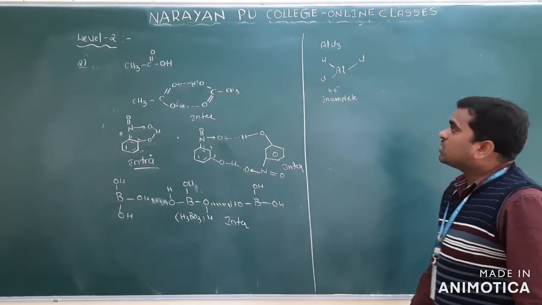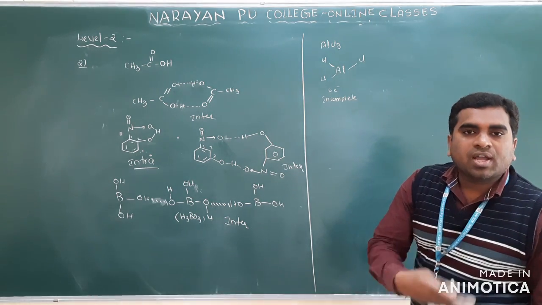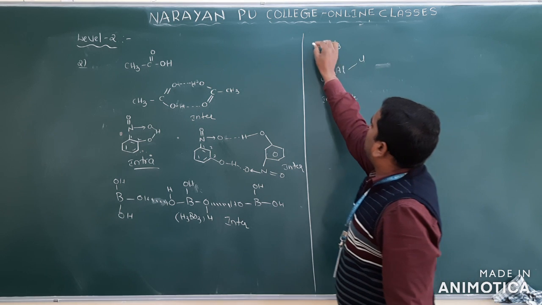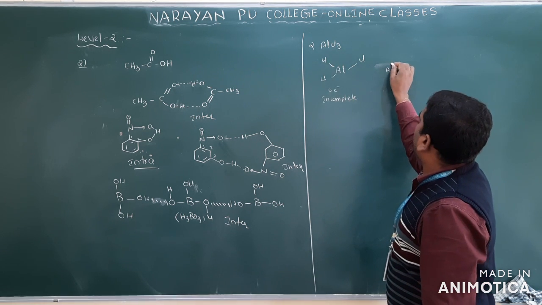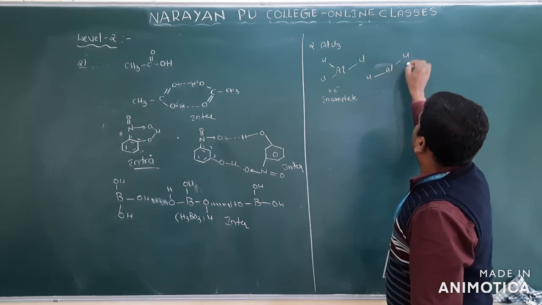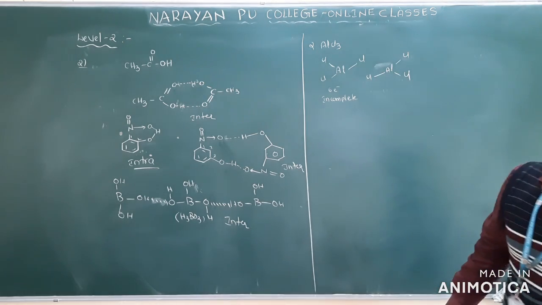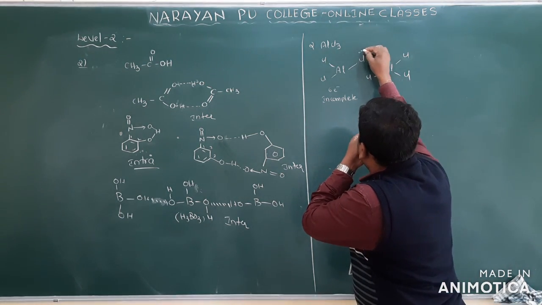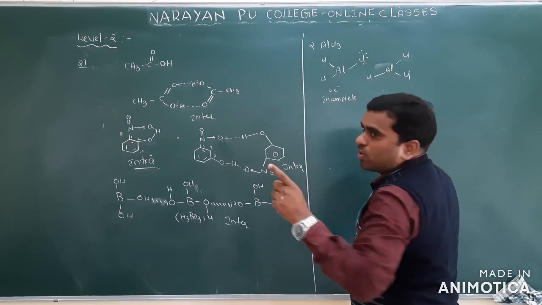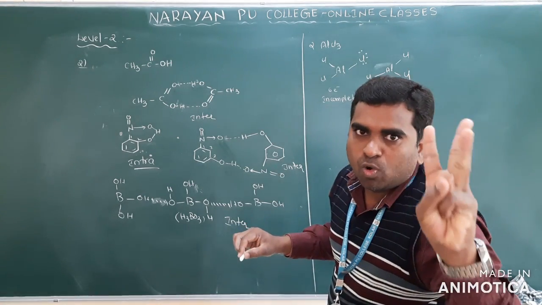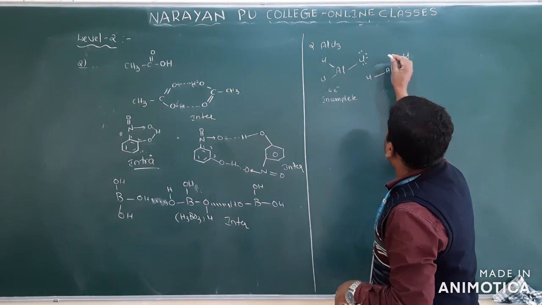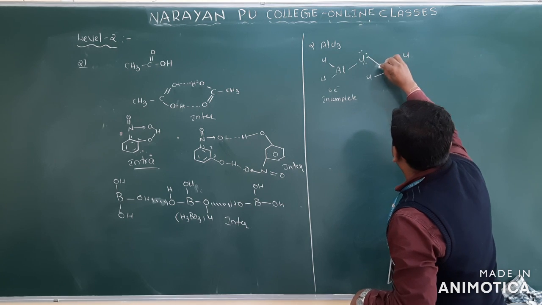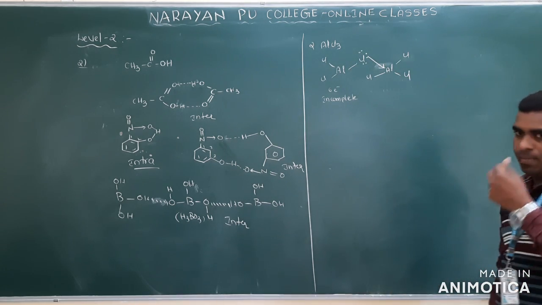Incomplete octet. So that's why they try to complete the octet. So that's why they are involved in the dimerization. Two molecules are involved. See here, aluminum, here Cl, and here Cl. Then what happens? You know that halogens, when they form one bond, how many lone pairs will they have? 3 lone pairs. So that's why one lone pair they donate to the aluminum.